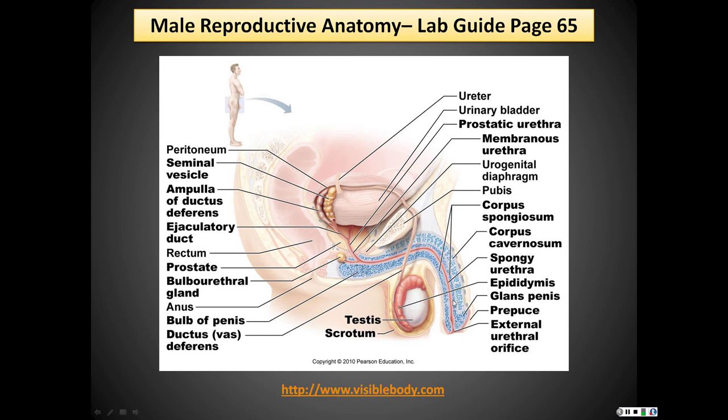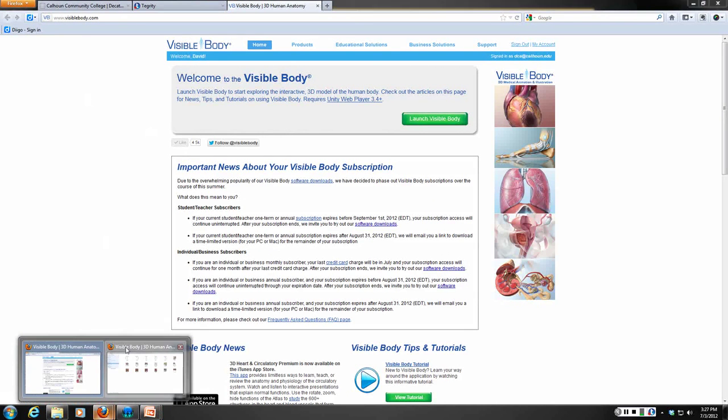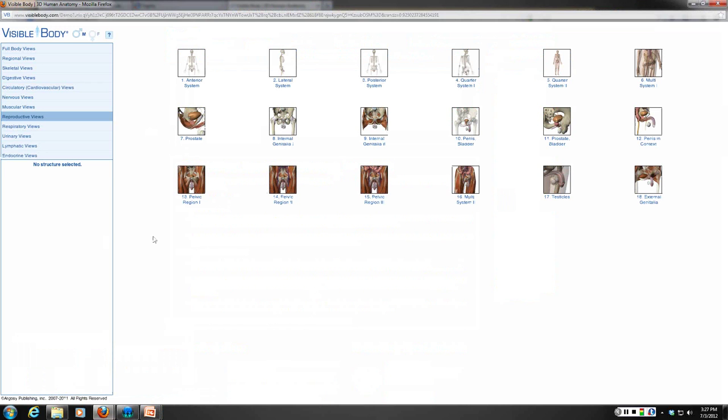Okay, some of the other structures you see here highlighted in blue, those are the erectile tissues of the penis, which you'll be hearing more about on one of your lecture video clips, and then we'll also be taking a closer look at those on Visible Body in a second. I'm going to go ahead and bring up Visible Body, and I've actually got this pulled up already. If you are using Visible Body at home, go to your reproductive views, and be sure to pick male up here rather than female.